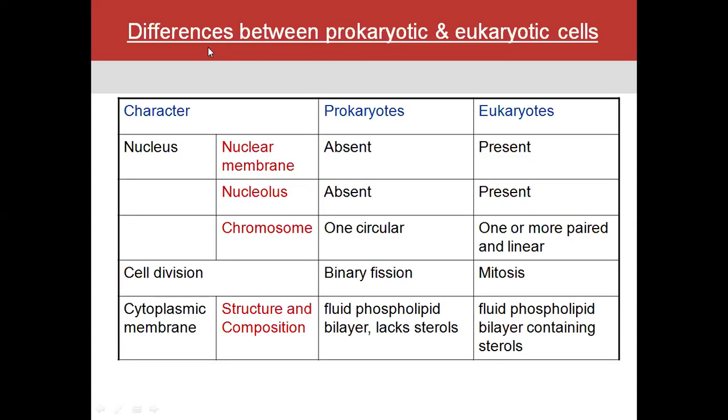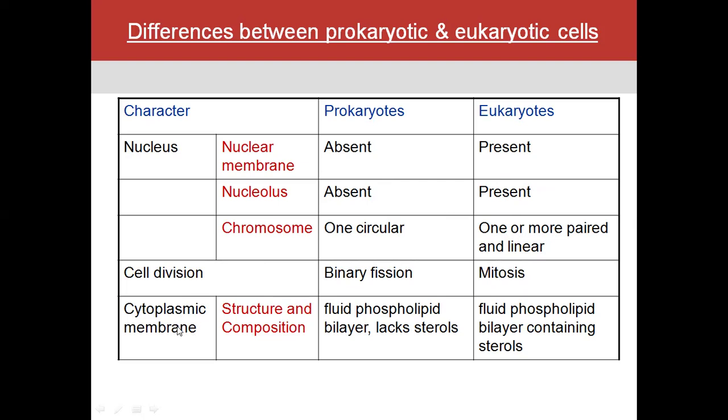And see, these are the differences between prokaryotic and eukaryotic cells. For the nucleus, the nuclear membrane is absent in the prokaryotes and present in the eukaryotes. The nucleolus is absent in bacteria and present in the eukaryotes. Chromosome: one, circular chromosome is present in prokaryotes, and in eukaryotes, one or more, paired and linear. For cell division, bacteria divide by the process called binary fission, and eukaryotes divide by mitosis.